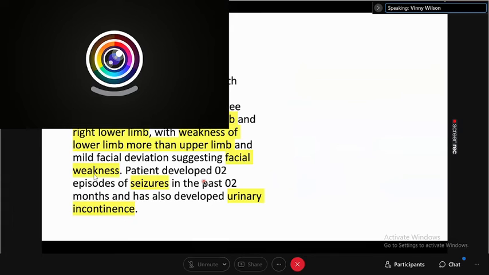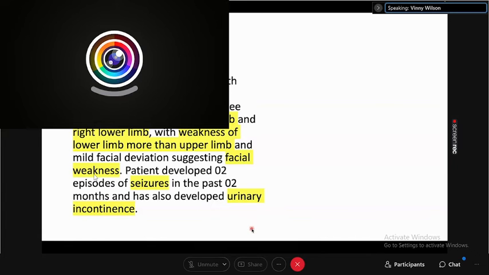So we come back to our case, and let's see what our patient has. So our patient is a 55-year-old male. The second question that we want to answer will be answered through the pattern of weakness. And here the pattern that we see is that of a hemiparesis, a right upper limb weakness and right lower limb weakness, with weakness of the lower limb more than the upper limb, and there is a facial weakness on the same side. Patient also has seizures and urinary incontinence.